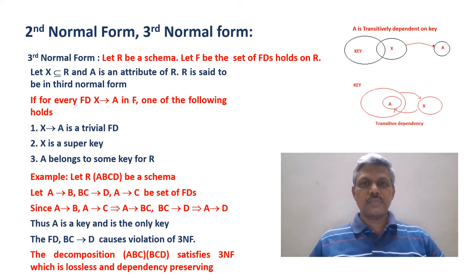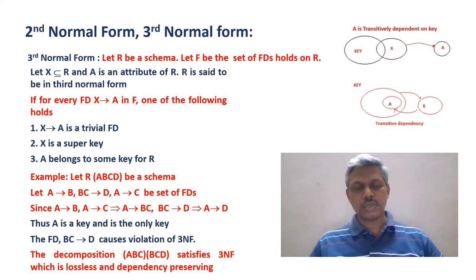Let R be a schema, and let F be a set of functional dependencies defined on R, and let X be a set of attributes which is a subset of R, and A is a single attribute. Then R is said to be in third normal form if for every functional dependency of the form X then A, where X is a set of attributes and A is a single attribute, it has to satisfy any one of the following three conditions.